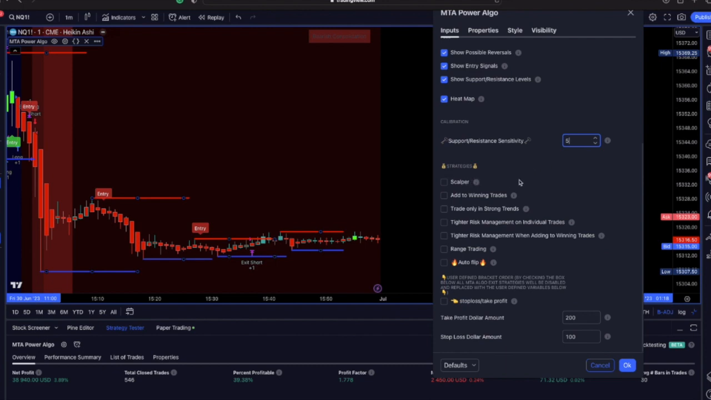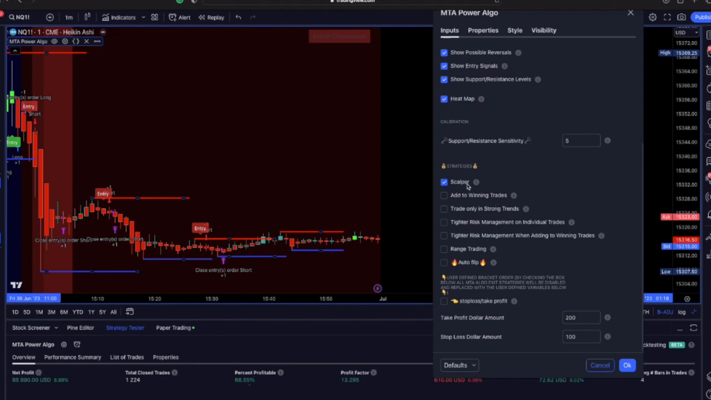Okay, a lot of these are self-explanatory. Scalper, that's looking to take quick profits. Okay, when you use the scalper, that will get you into trades quicker and out of trades quicker, as you can see here. Into trades and out of trades much quicker. In this scenario, the net profit goes way up.